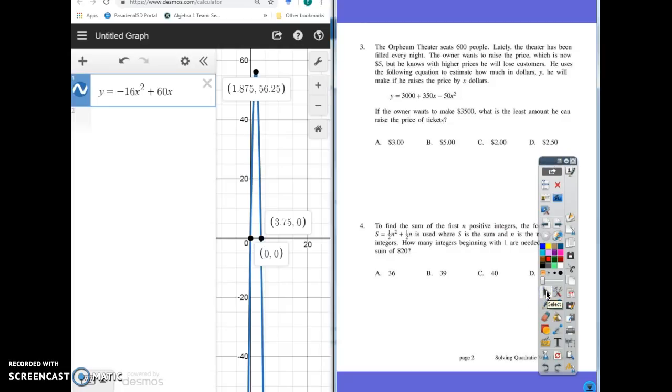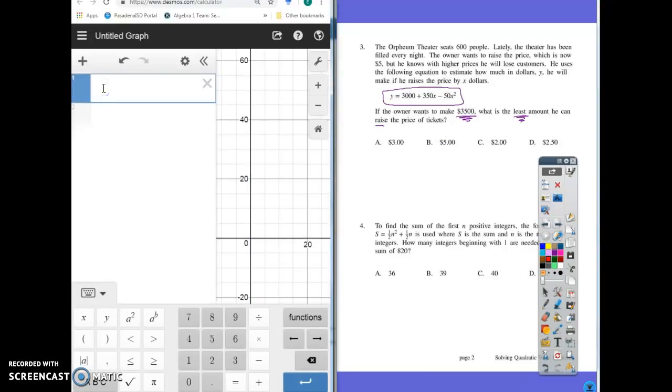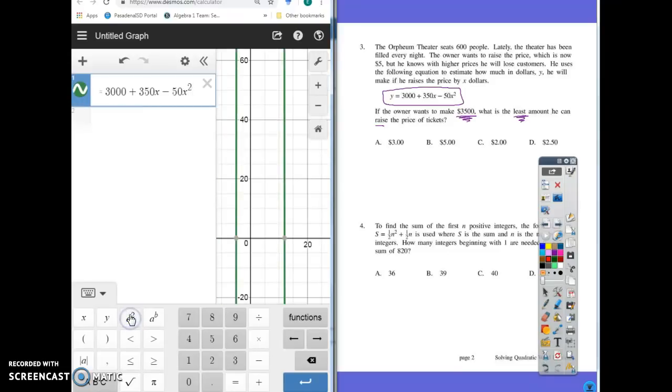All right, so right here it says, the Orpheum Theater seats 600 people. Lately, the theater has been filled every night, blah, blah, blah. They gave us an equation. If the owner wants to make this amount as profit, what is the least amount he can raise the price of the tickets? So this is what you're going to do with this one. You're going to type the equation in here. Y equals 3,000 plus 350x minus 50x squared. Okay?